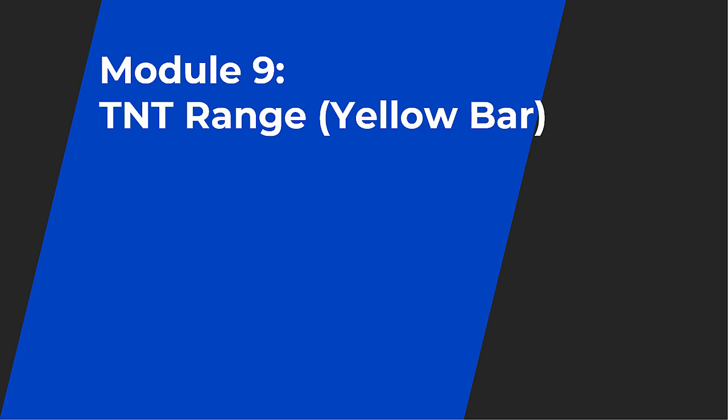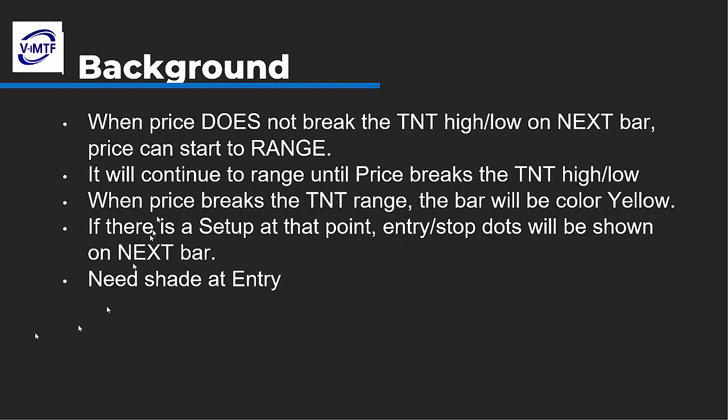real at all. In all those situations, the TNT high is a major resistance and the TNT low is a major support. So now price is going to range between that TNT high and low until it breaks out. When it breaks out, we specify that with a yellow bar. And that's why we call it a TNT range bar, because it's telling us when we broke out of the TNT high or low.